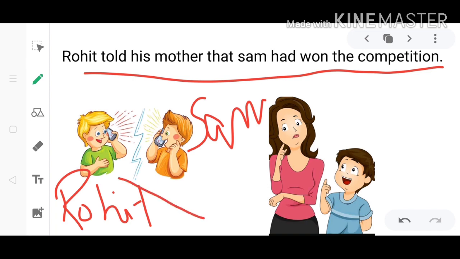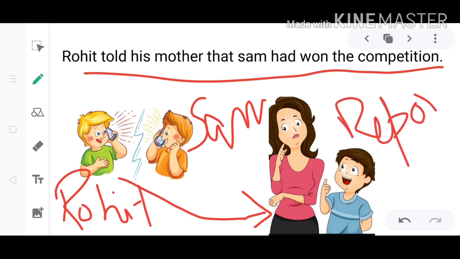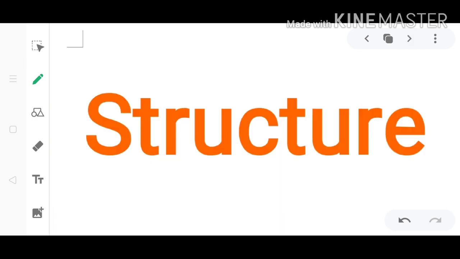And the same thing, after talking to Sam, Rohit is reporting to his mother: that Sam told him that he had won the competition, and Rohit told his mother that Sam had won the competition. At the time of reporting any event of the past, you will use past perfect tense. Now we will see the structures, how we will create past perfect tense in all three forms.